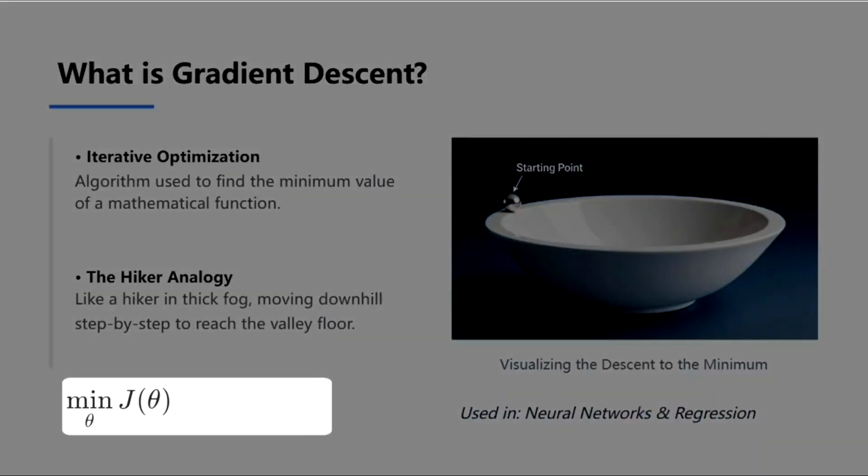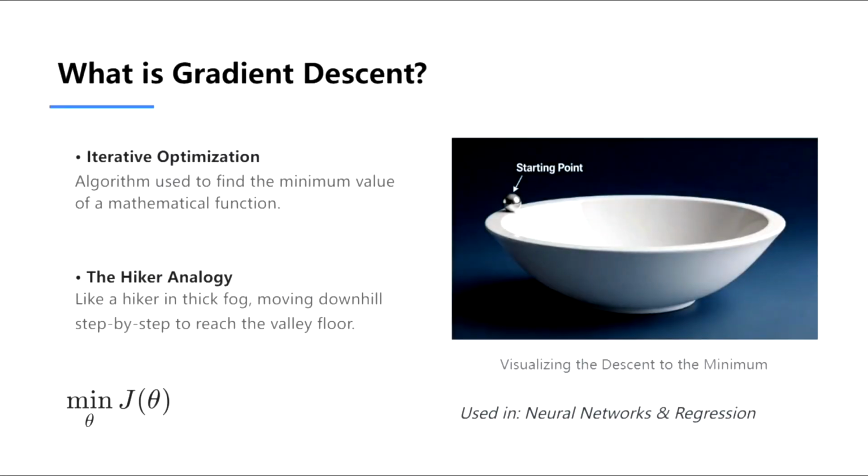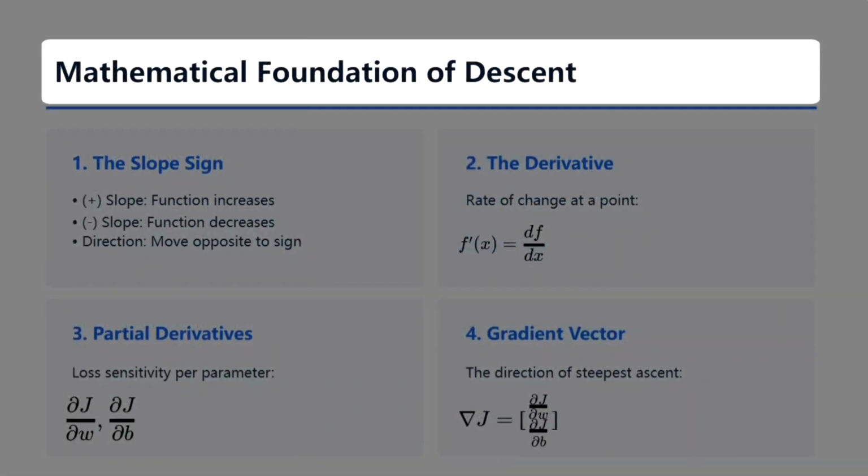In machine learning terms, our goal is expressed by this formula, minimizing the cost function J of theta. This cost function measures how much error our model is making. By minimizing it, we are essentially maximizing our model's accuracy. This mechanism is absolutely fundamental. It is the engine used to train everything from simple linear regressions to the most complex neural networks used in modern AI.